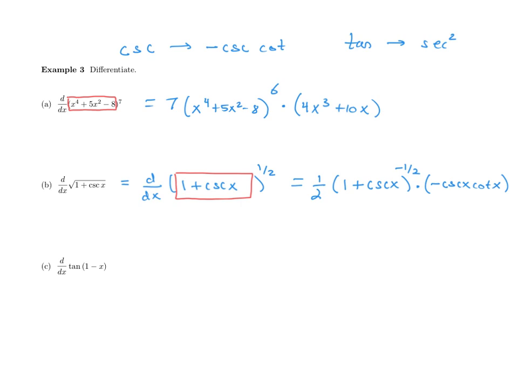All right, we got one more here. What is the derivative of tangent of 1 minus x? The inside function is 1 minus x. So I'm just first taking the derivative of tangent, and its derivative is secant squared, and we copy down the 1 minus x. By the chain rule, I have to multiply by the derivative of just 1 minus x, and that is negative 1.